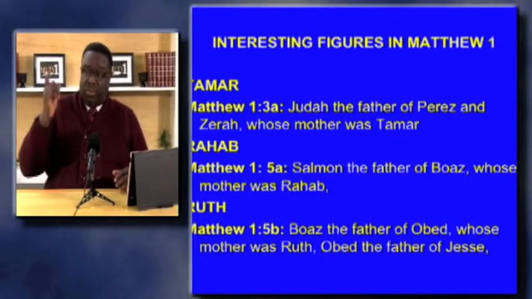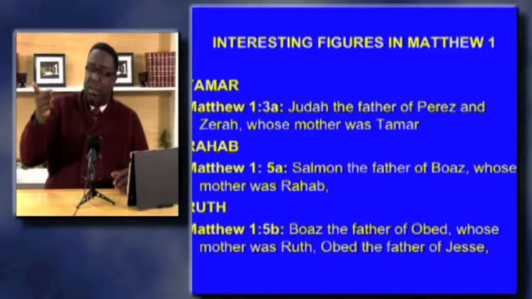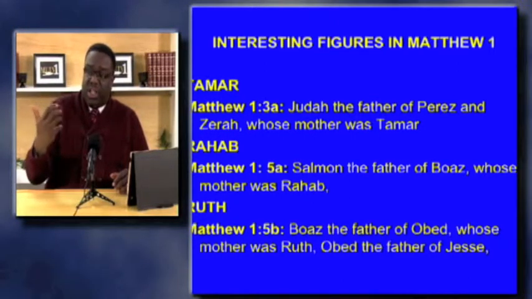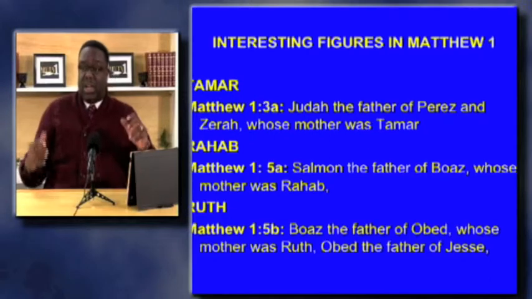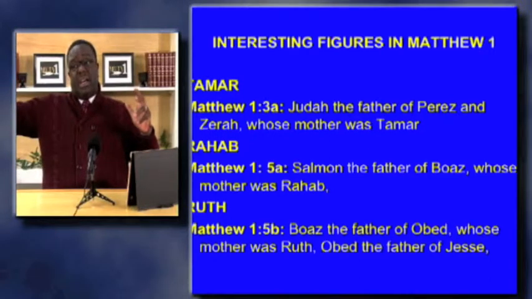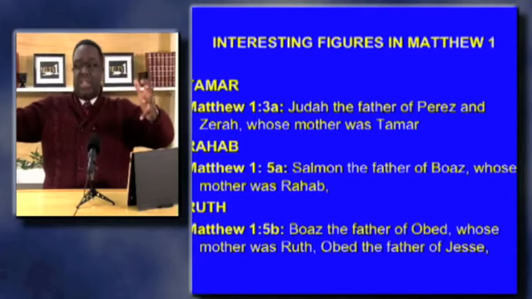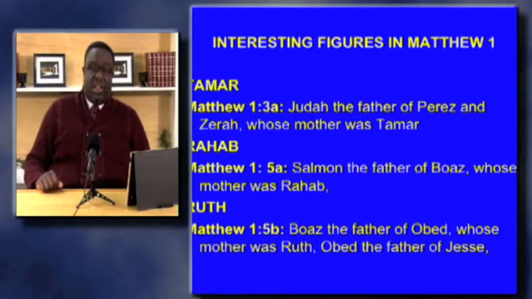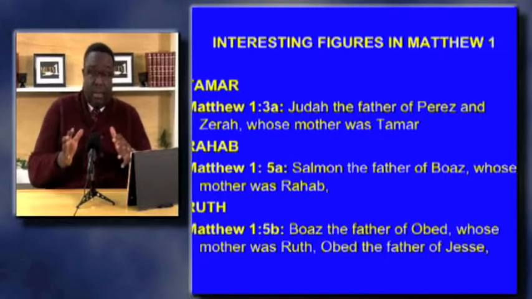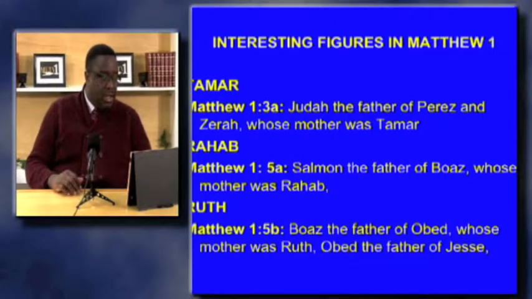Let me accelerate. Ruth was a part of the genealogy as well. She wasn't a direct descendant, but it says Boaz was the father of Obed, whose mother was Ruth. So now you see on one side you got Rahab, then further down on the other side of the genealogy you have Ruth being grafted in. Both of them were Canaanites. But now let's go to the next slide.